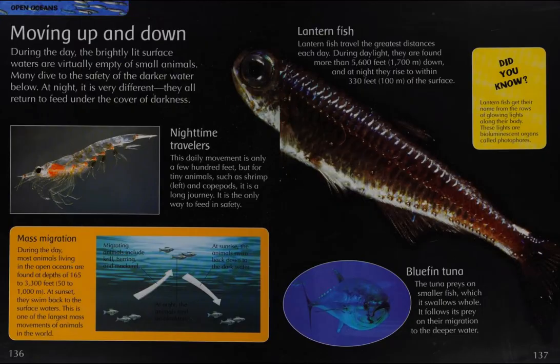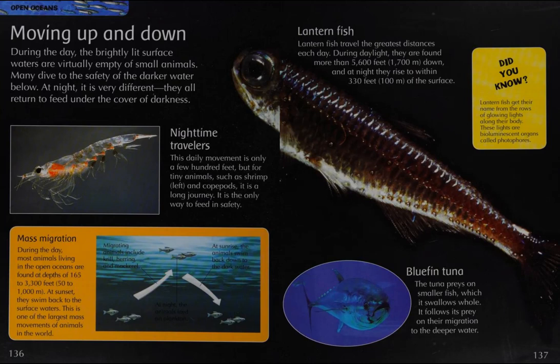Moving up and down. During the day, the brightly lit surface waters are virtually empty of small animals. Many dive to the safety of the darker water below. At night, it is very different, they all return to feed under the cover of darkness. Nighttime travelers. This daily movement is only a few hundred feet, but for tiny animals, such as shrimp, left, and copepods, it is a long journey. It is the only way to feed in safety.